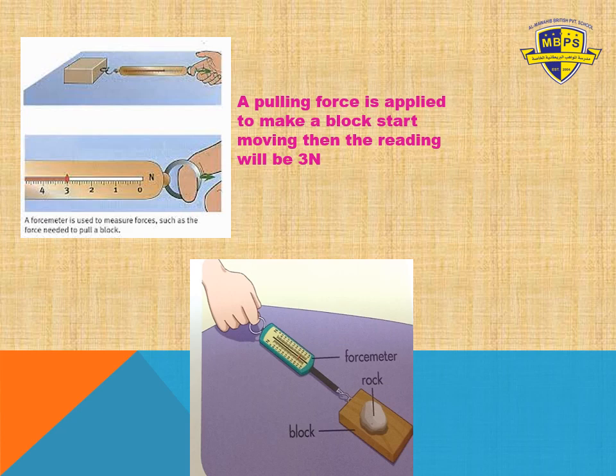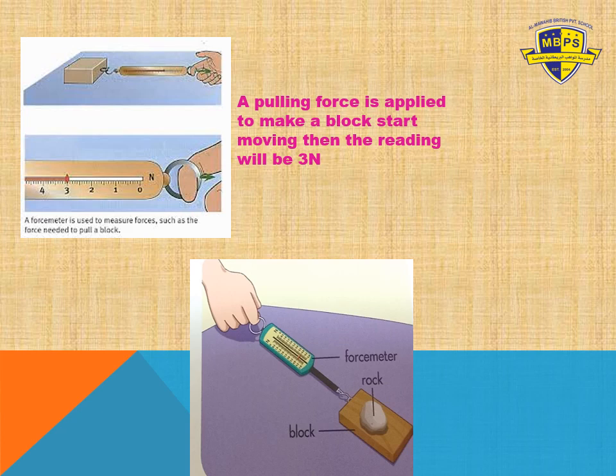Yes. So how much is it? One more time. It's 3 Newton. Yes, very good, grade 2. It means you understood. Well done. Keep it up. And after that, when we put a rock on the block, a heavy rock is placed on the block. A pulling force is then applied to make the block start moving.